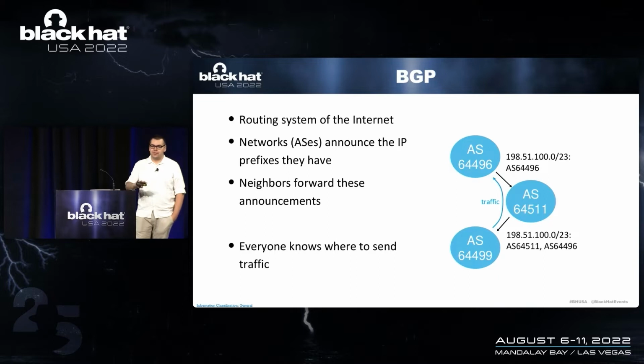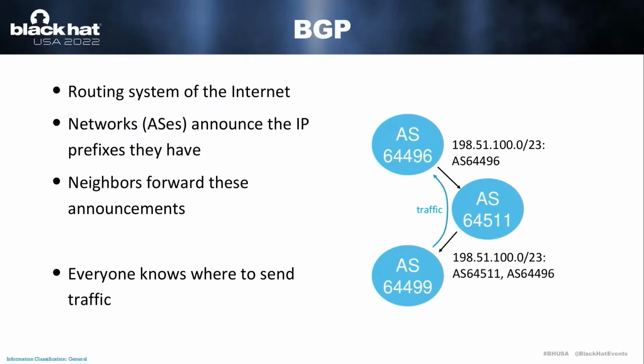So first, let's look at BGP. BGP is the Border Gateway Protocol, and it basically forms the routing system of the internet. And very basically, you have networks which are called autonomous systems because BGP looks at them as nodes, and so everything which happens inside the network, BGP doesn't care for. But those networks announce the IP prefixes they contain, their own, to their neighbors, and then the neighbors essentially forward these announcements to other networks. And finally, everyone should know how to send traffic.